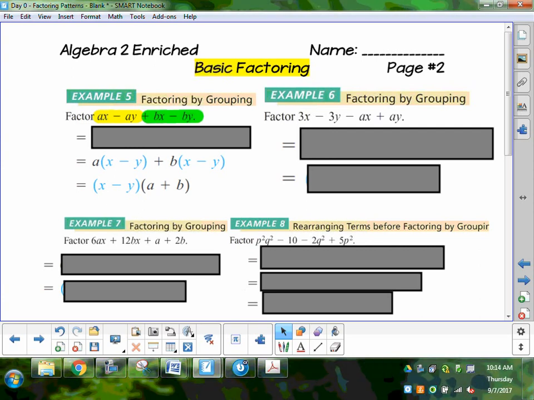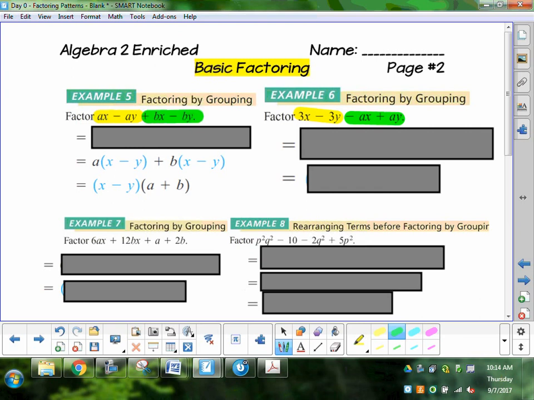Let's take a look at example 6. What type of factorization would I want to do in example 6? Hands up if you can answer that. We got 1, 2. What's the name of the process we're going to be working with? Go ahead. Grouping. If we do grouping, let's look at our first 2 terms and our next 2 terms. So I've got these here and these here.